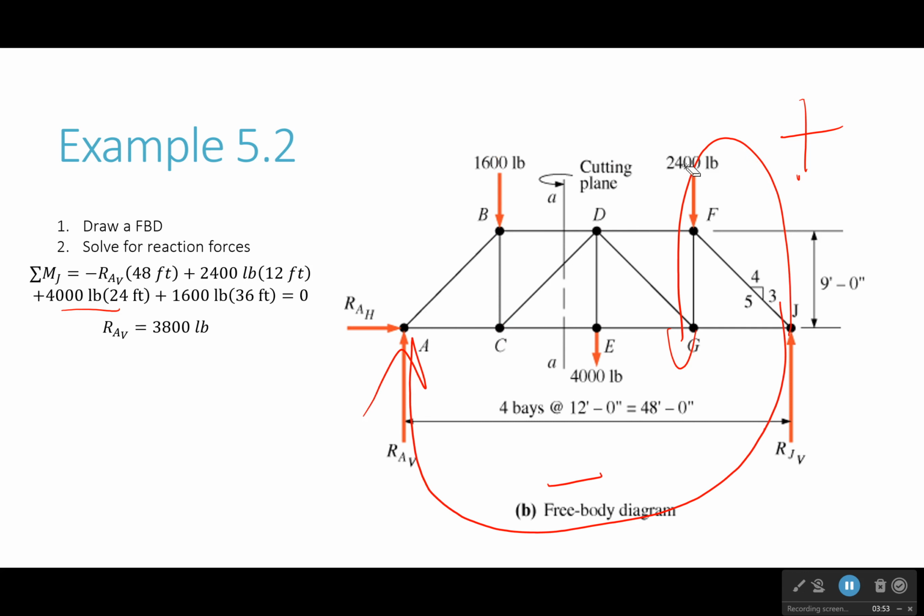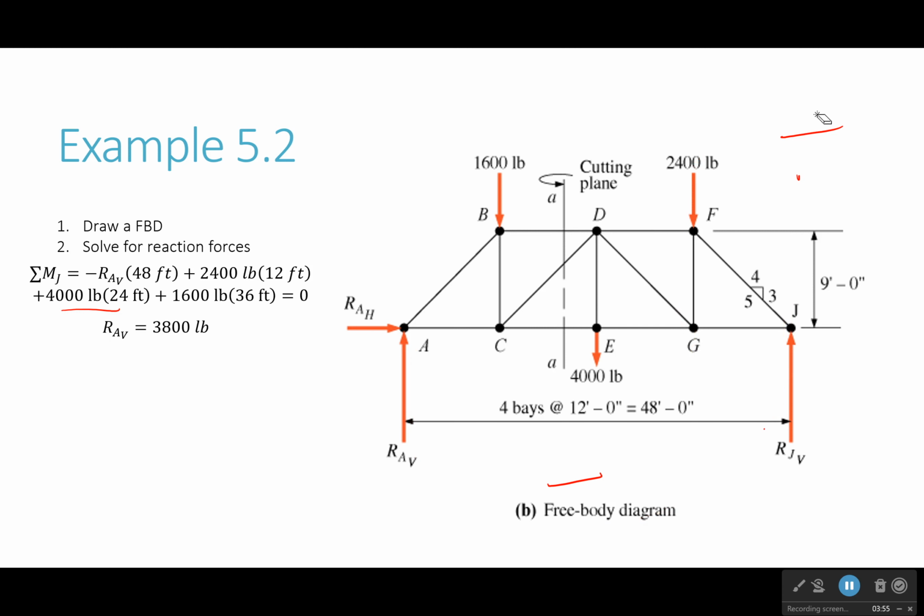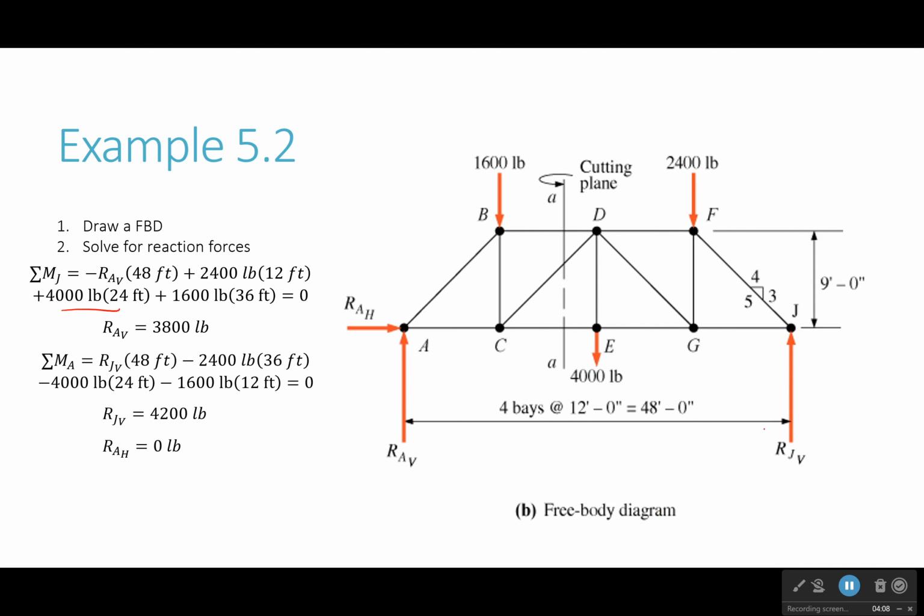Now the second question for you is, do you see any other horizontal forces? Any horizontal forces at all being applied to our particular truss here? The answer? No, you don't. So if we wanted to, we could just say that the horizontal force is 0.